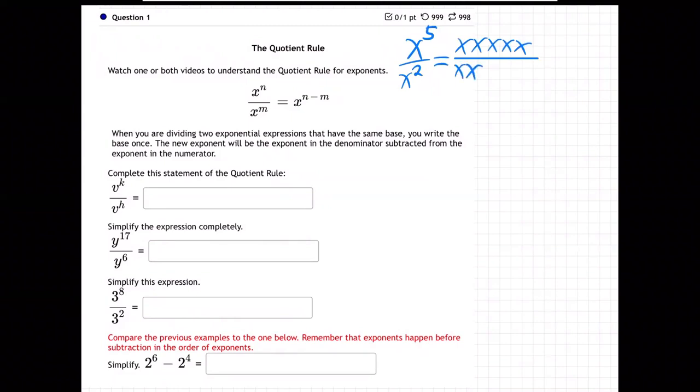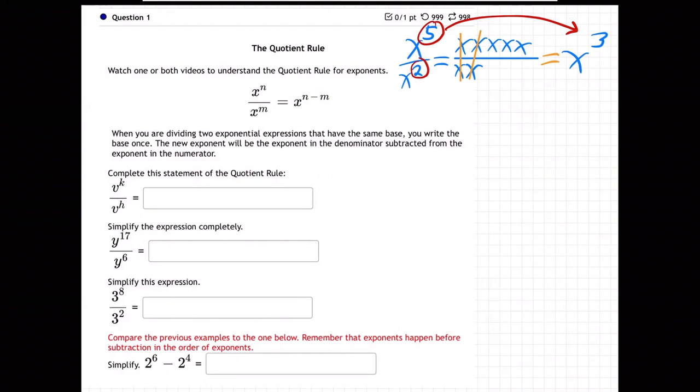And then you guys know that when you have the same thing on the top and the bottom of a fraction, you can cancel them, right? And so what are we left with there? x to the third power, just 3 x's left over. And so therein we see the rule. We could have gone straight to the answer if we would have just taken the 5 minus the 2. So that's what they're saying. When you have two x's divided like that, or any other letter, you just subtract the powers.